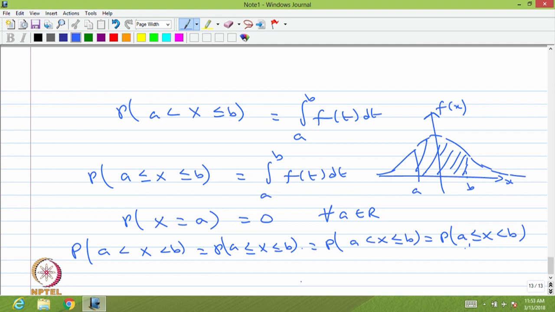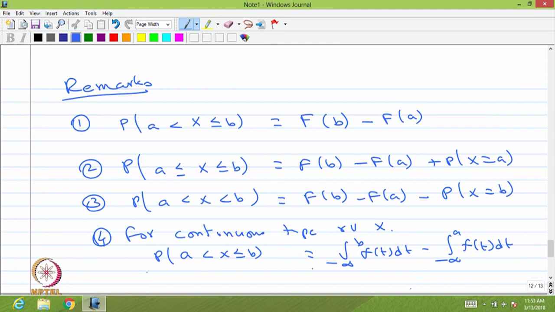That means there is no mass at any point, whereas for a continuous type random variable there is a density over some interval, therefore that is going to be greater than or equal to 0. So this is going to be the next remark. Therefore, in the previous results, 2 and 3, whether you have to add or subtract the probability of X equal to a or X equal to b is an issue for a discrete type random variable. For a continuous type random variable, it is going to be 0. For a discrete type random variable, if it is a jump point, then there will be an addition or subtraction. If that is not a jump point, again it is going to be 0.